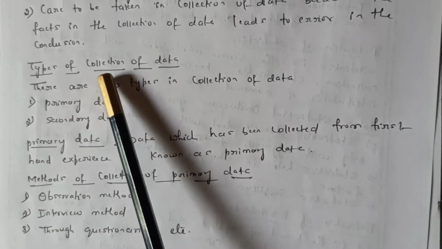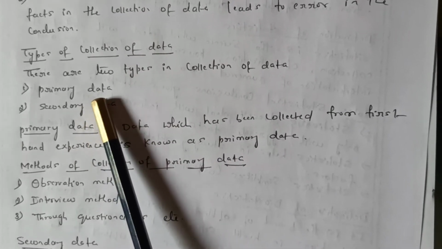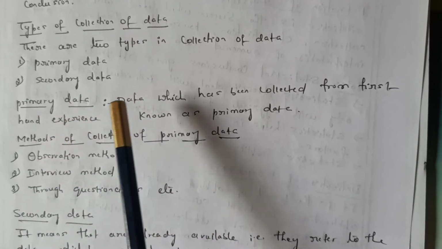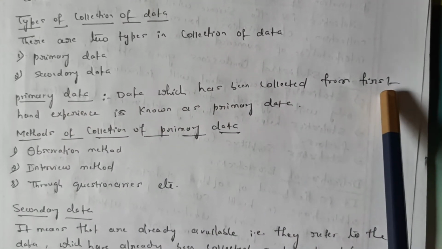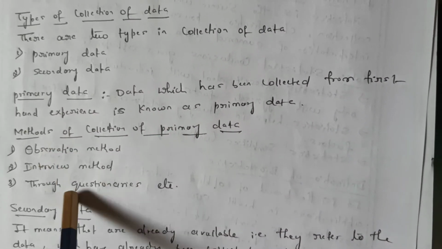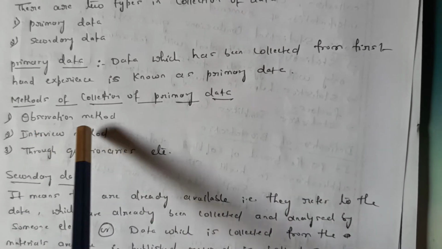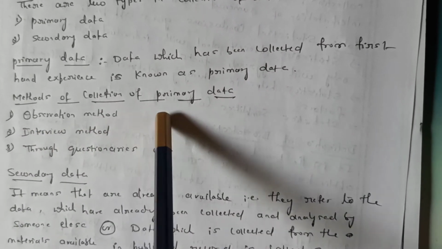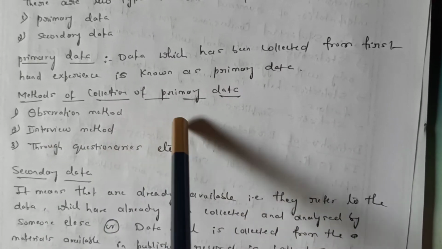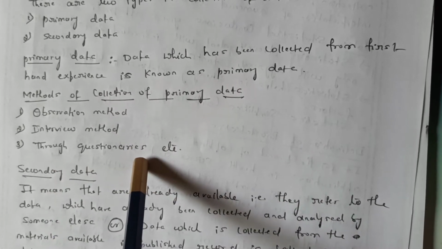So here we have the types of collection of data. There are two types of collection of data. One is primary data and the other is secondary data. Primary data in the sense data which has been collected from first hand experience is known as primary data. And these three are the methods of collection of primary data. The first one is the observation method. So you can collect the data through observation, or you can conduct an interview with the person to collect the data, or you can prepare questionnaires for the collection of data.